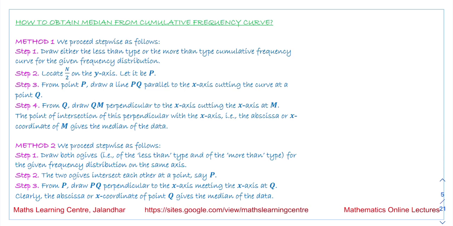Now next we have explained how to obtain the median from the cumulative frequency curve. Method 1: draw either the less than type or more than type cumulative frequency curve for a given frequency distribution. Then we locate the value n by 2 on the y-axis. Let this be P. From this point P, we draw a line PQ parallel to the x-axis, cutting the curve at the point Q.